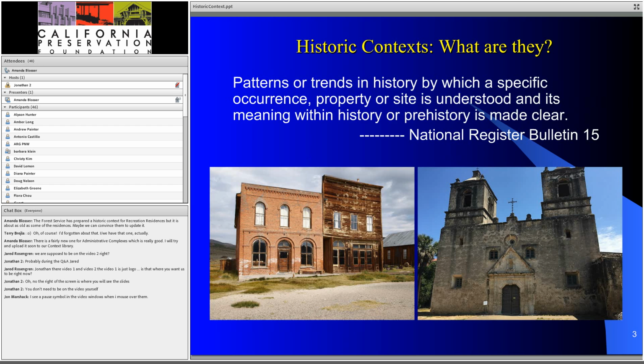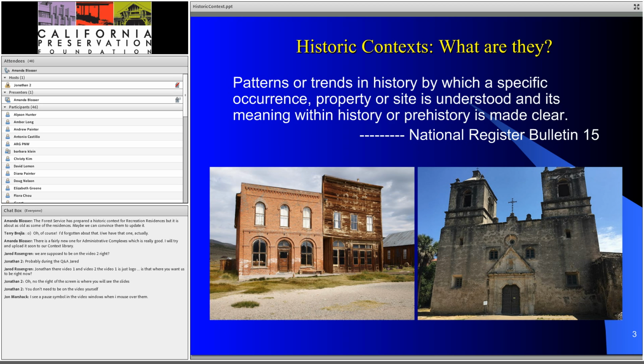So first, what are historic contexts? They are patterns or trends in history by which a specific occurrence, property, or site is understood and its meaning within history or prehistory is made clear. And that's directly from National Register Bulletin 15. So resources don't exist in a vacuum.